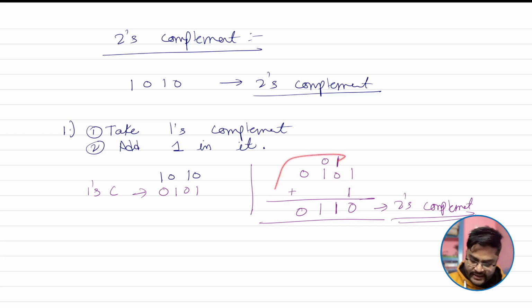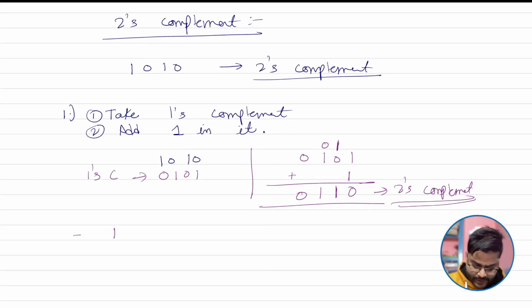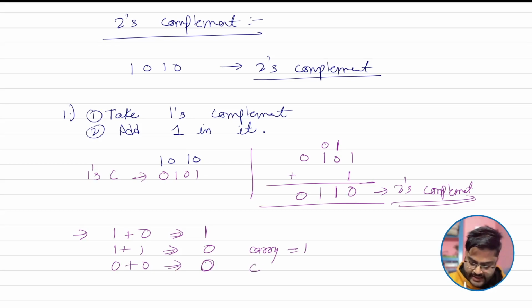If you didn't understand this operation, just for now understand it like this: in bit manipulation, if we are adding 0 and 1, the resultant will be 1. If we are adding 1 and 1, the resultant will be 0 and there will be carry 1. If we are adding 0 and 0, the resultant will be 0 and carry will be 0. And 0 plus 1 is the same as 1 and carry will be 0. As of now, understand it like this only.